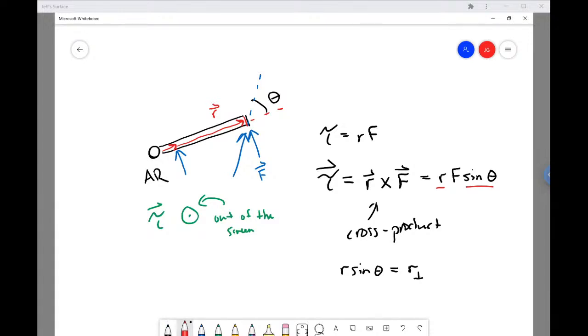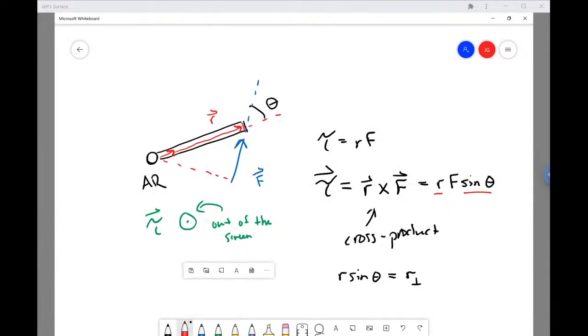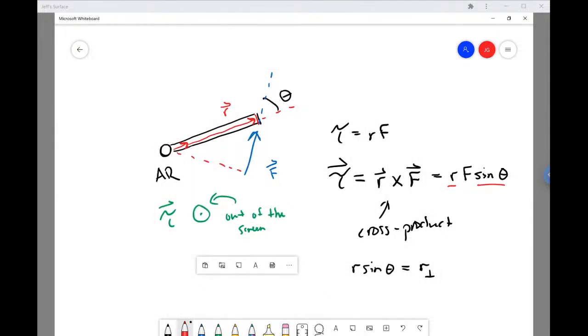So in my picture up here, let me erase these other force vectors, so we just have this one force vector. There's a component of this R vector which is perpendicular to the force vector. It would come out like that. And the magnitude, the length of this perpendicular component of R, is equal to R sine theta. Theta's here, so this angle right here is also theta. So R sine theta is the length of that side of this triangle. Okay, so this is called a lever arm.